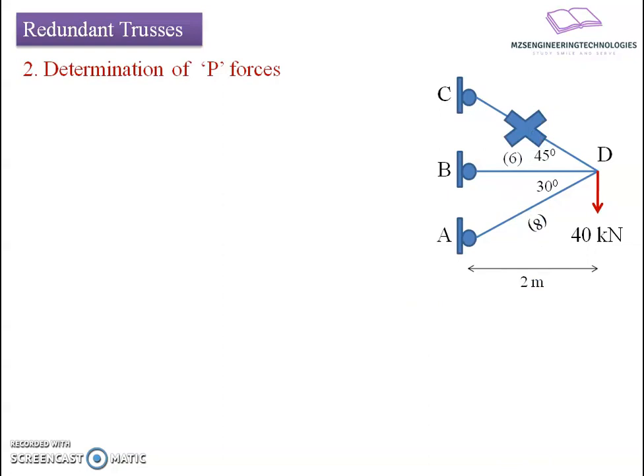For that, let us prepare a free body diagram for joint D. There are three forces acting at that joint. Let's say P1 is the force in member AD and P2 is the force in member BD. I have considered P1 as compressive in nature, so that the vertical component of P1, that is P1 sine theta, counterbalances the externally applied load of 40 kilonewton going downward. To counterbalance the horizontal component of P1, I am considering P2 to be tensile in nature, whereas the angle between P1 and P2 is 30 degrees.